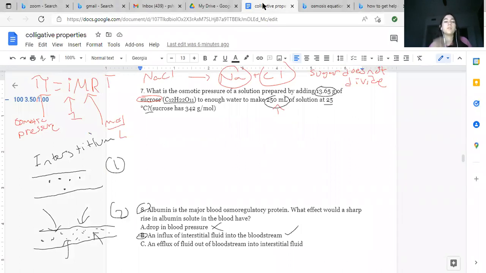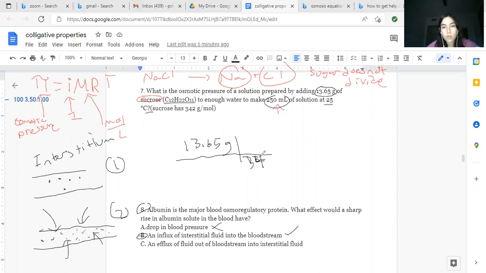Okay, so we have 13.65 grams of sugar, and I bet by this point you guys have all solved it yourselves. And enough water to make 250 milliliters of solution at 25 degrees Celsius. We have to convert to moles here, because we're looking for moles per liter and it gave us only 13.65 grams. So we're going to use the molecular weight to find the number of moles, because the molecular weight given on the periodic table is equal to 1 mole of a substance.